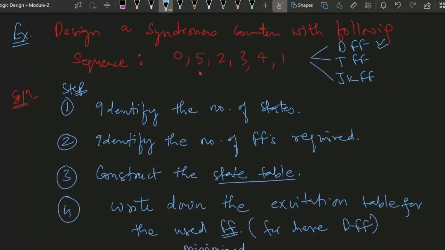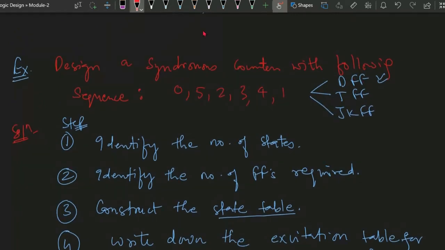First of all, here we are going to use the D flip-flop. We have decided we will be using D flip-flop. Then the first step is to identify the number of states. How many states are there? Total 6 states are there. So the number of states has the value n.